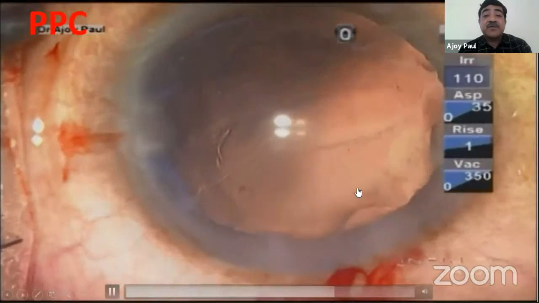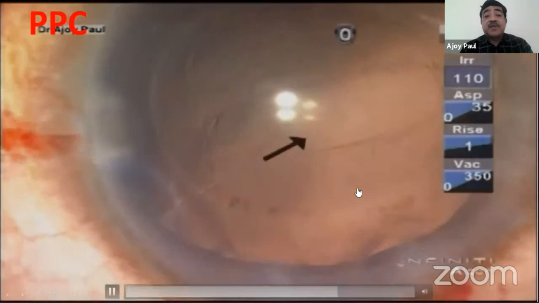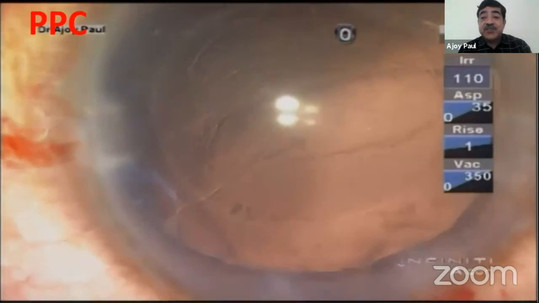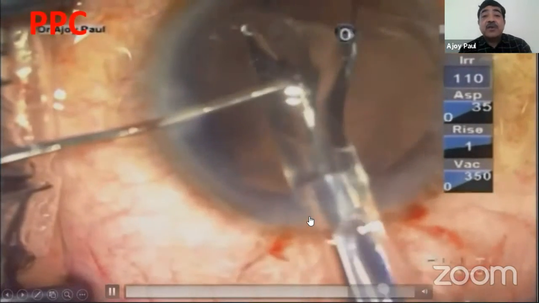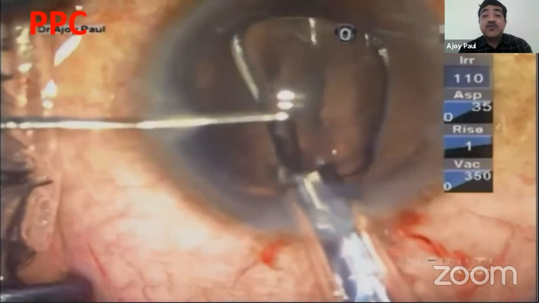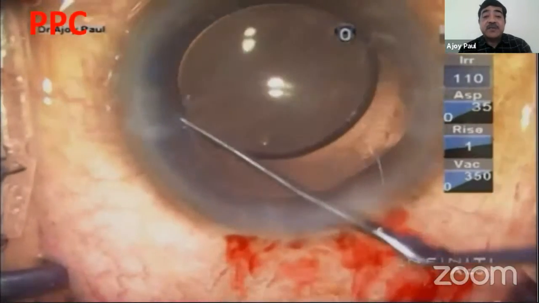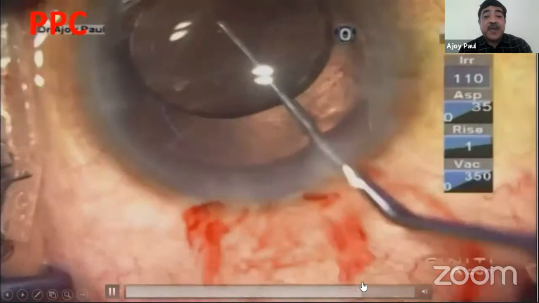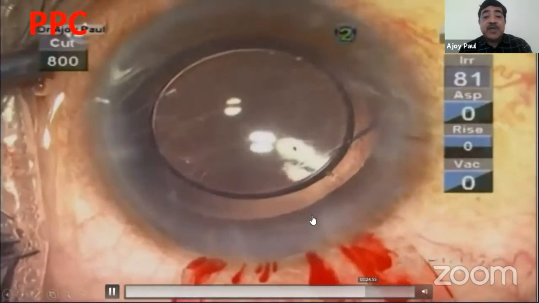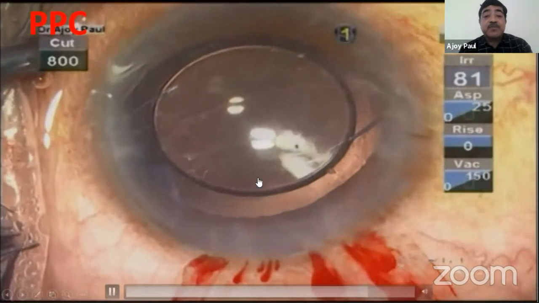But now, since I've completed it, the option before me is putting in a lens which is either totally in the bag, or in this case, I'm choosing to put a multi-piece lens in the sulcus and then do an optic capture. As I go and put the lens, I do lose a bit of vitreous.